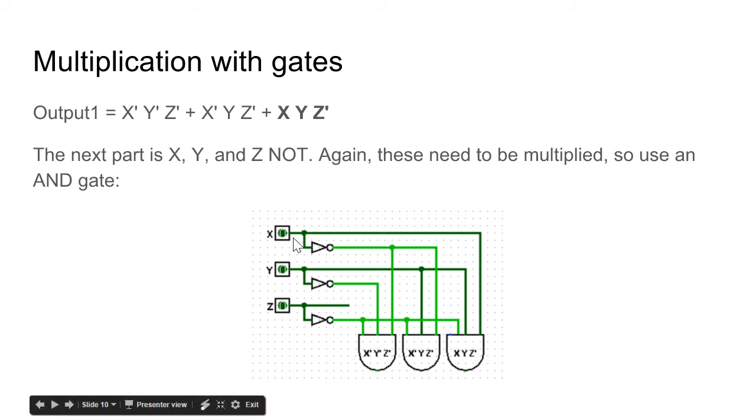So we have our x input line, and we just extend that over and bring that down into our gate. And then we notice we need y, so we've got our y input line, and we bring that over and pull that down into our gate. And then we've also got our z naught input. So we've got our z input here and our z naught line. We want to extend that over and bring that into our gate.